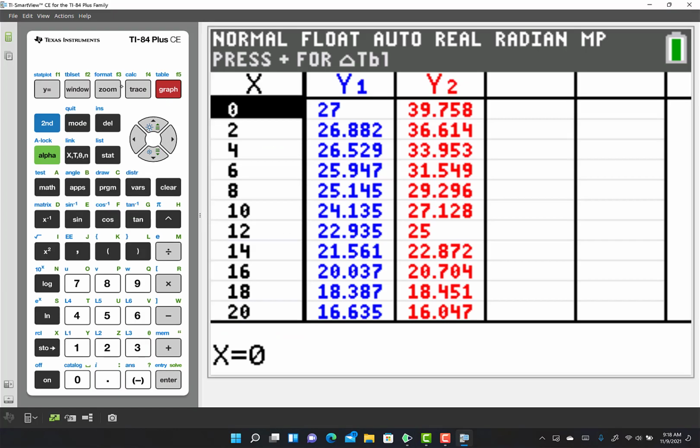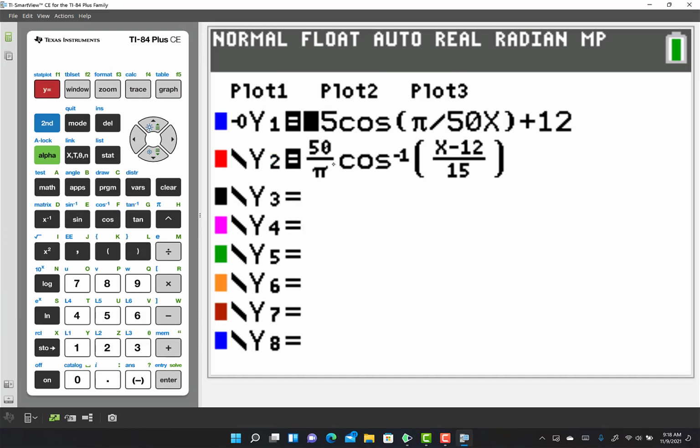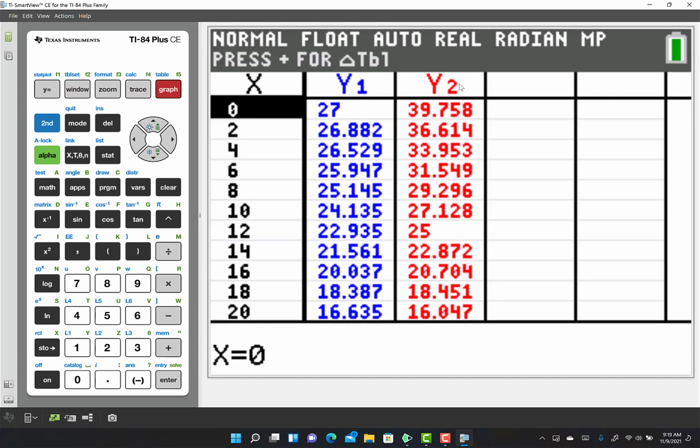Yes. I typed in this equation. Of course, we know that y2 is actually an x. So x equals 50 over pi, arc cosine, and I know that x is actually a y, but that's my hack to get this into my calculator. X minus 12 over 15. And then from there, I just went to my table, second table, and I just care about this one in red. You know what I mean?